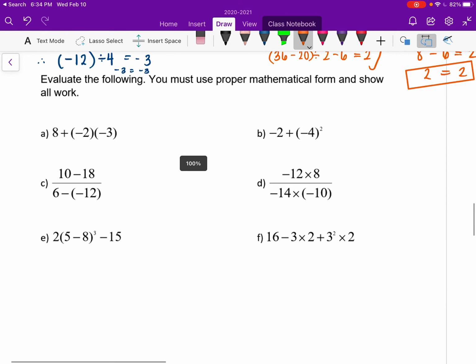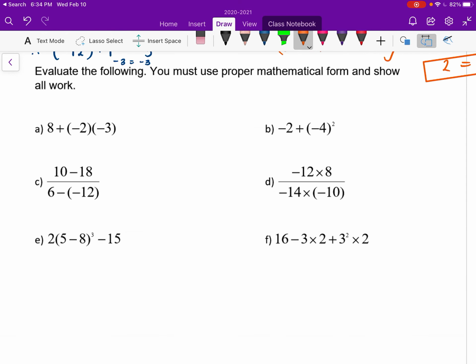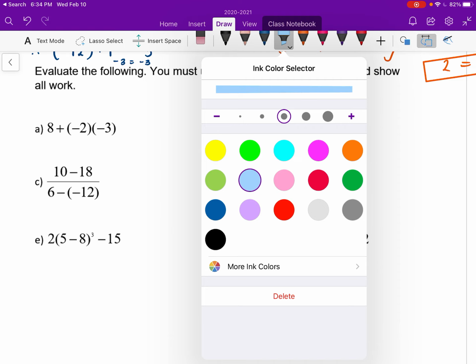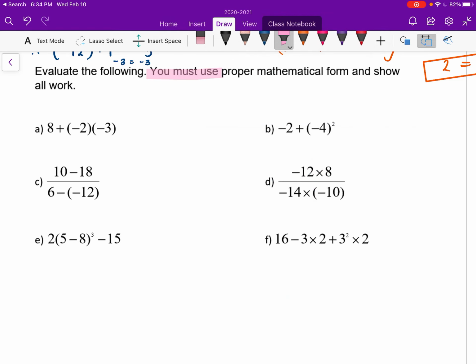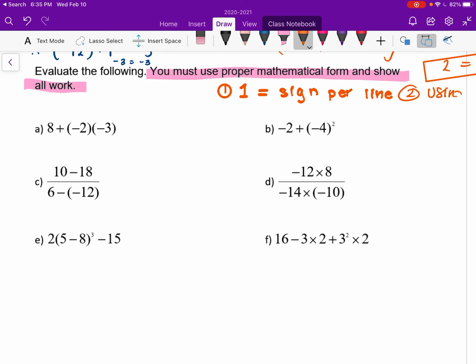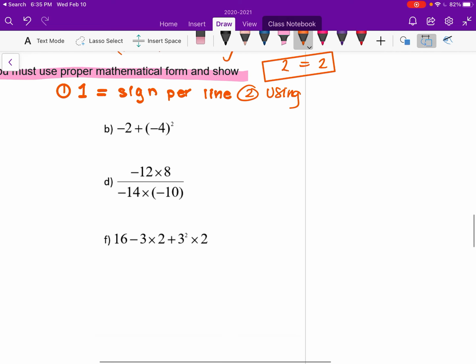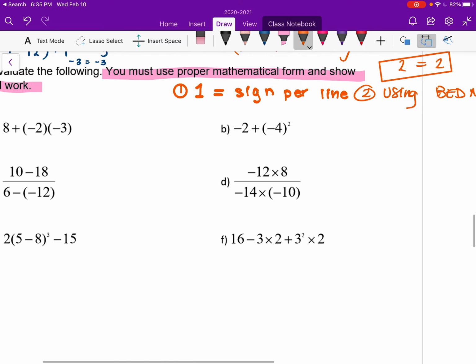So let's evaluate the following. Remember when I said that you're marked on communication, thinking, and application? This is where mathematical form becomes important. Mathematical form is basically 1 equal sign per line, and 2 using BEDMAS. So let's do that.